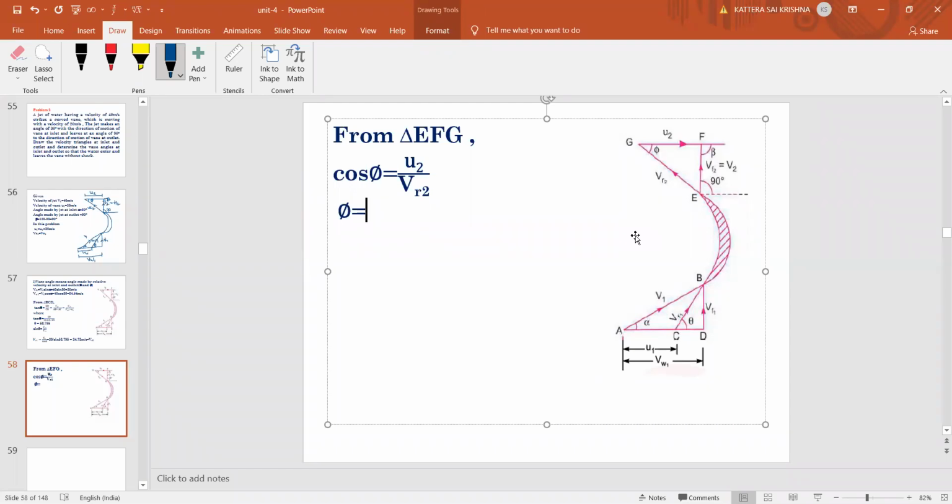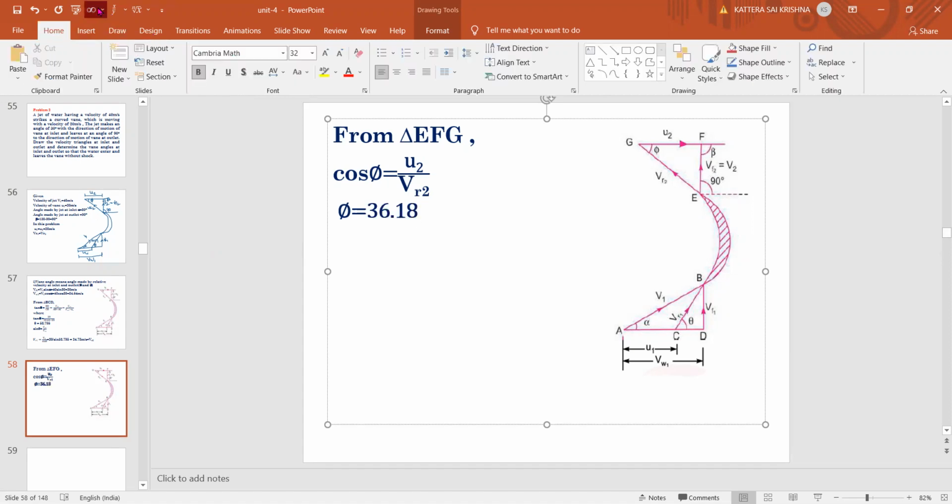Tell me the angle of phi. U2 value is already given in the question, 20. VR2 we just now calculated. We got 36.18. So this is the angle phi, the vane angle at the outlet.